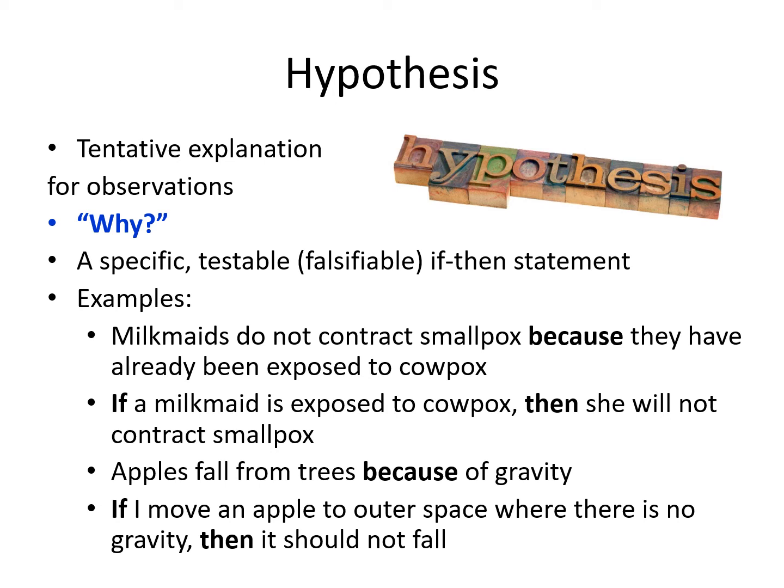This is falsifiable. If we expose a milkmaid to cowpox and she gets smallpox anyways, our hypothesis has been proven false. Another example of a hypothesis is that all apples fall from trees because of gravity. We could set this up as an if-then statement as well. If I move an apple to outer space where there is no gravity, then it should not fall. Again, this would be falsified if it fell even when there was no gravity.